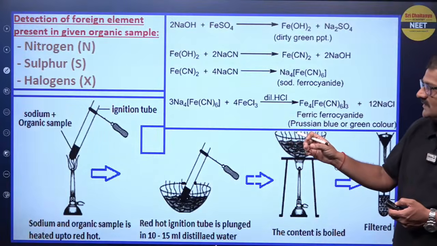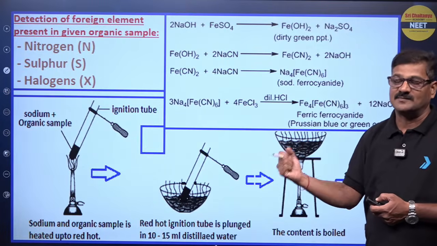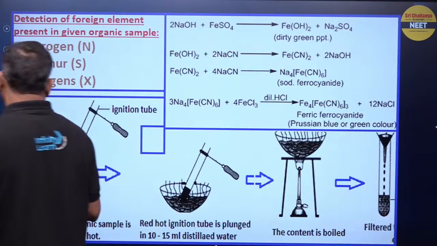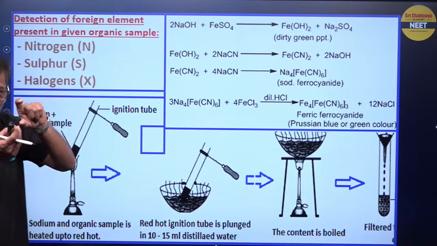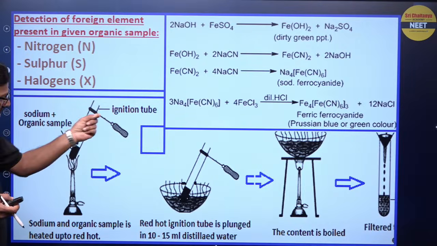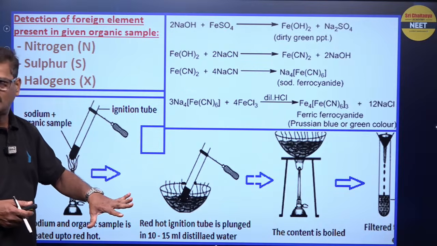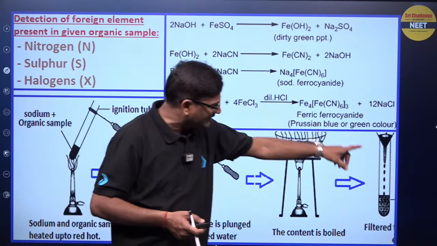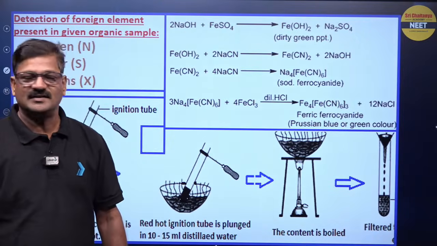Now this is how detection of carbon, nitrogen, sulfur, halogen is done by using the Lassaigne test. This Lassaigne test is done by using Lassaigne extract. A piece of sodium with the organic sample is directly heated to red hot in a small test tube called an ignition tube, and it is plunged into water, and it is automatically broken when you plunge it into the water in the red hot condition. Then you grind it, boil it, extract it, and filter it, and this is what is called the Lassaigne extract.